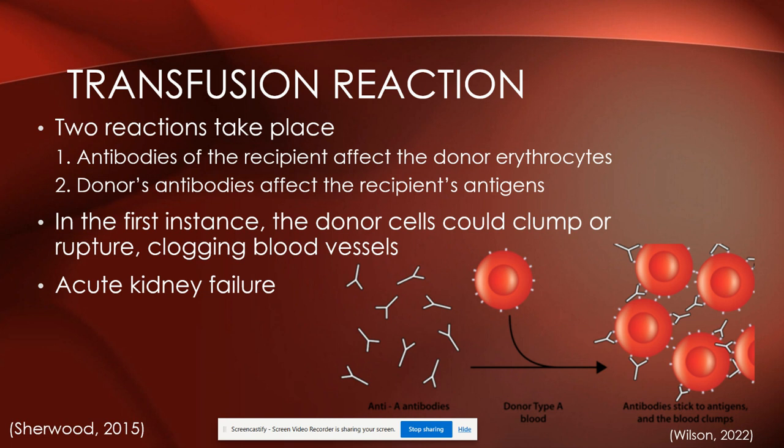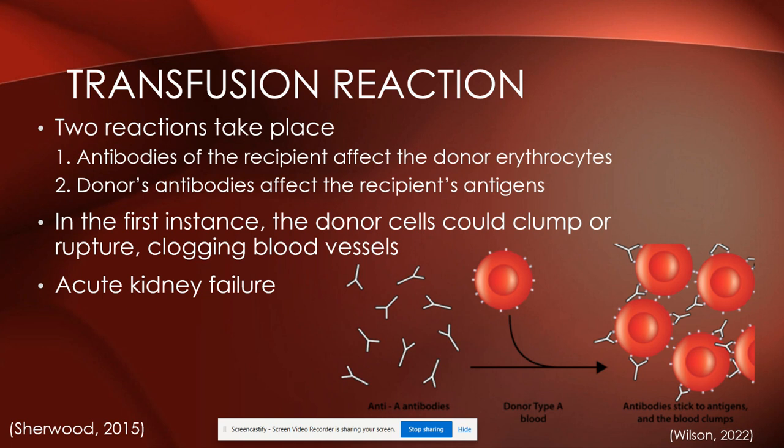The second effect is from the donor's antibodies on the recipient's antigens. This second reaction is really only important if very large volumes of blood are being transfused, because the antibodies within the donor's blood are super diluted by the recipient's plasma. So very little erythrocyte damage is going to occur.